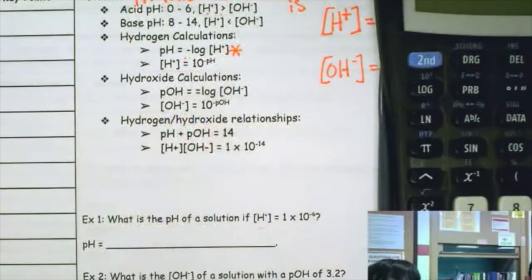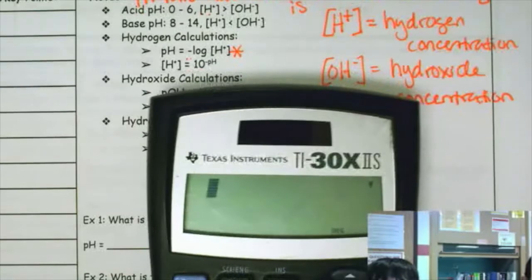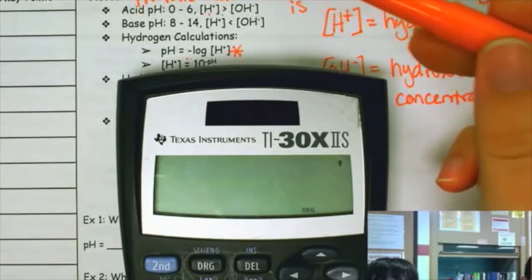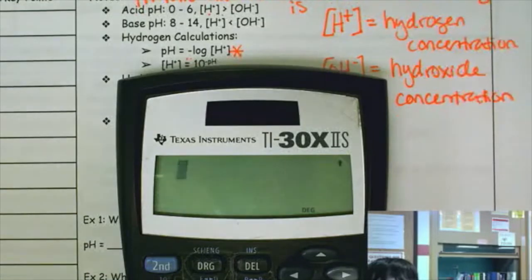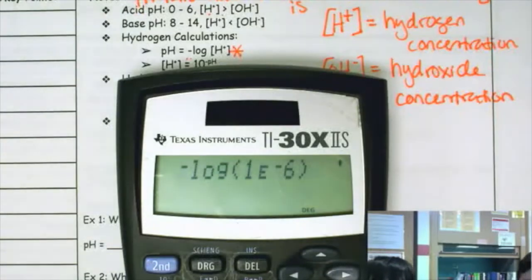And here's how you type that into your calculator. I want you to keep your eyes on that formula above the calculator. We want negative, and then log of 1. And then we're going to do second E, which means times 10 to the negative 6. And one thing we want to be careful about is not to use the subtraction sign. We want to use the negative symbol. You don't want to use the subtraction sign.